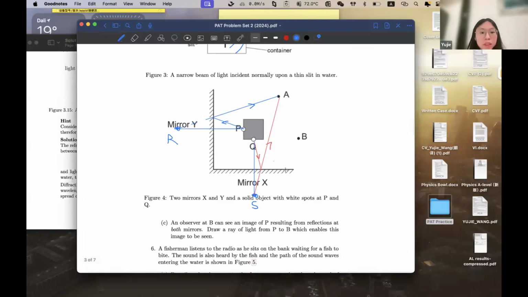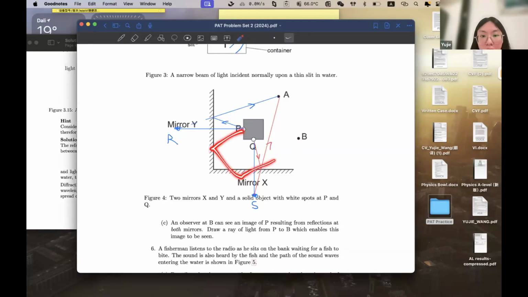And for the final part of this question, an observer at B can see an image of P resulting from reflections at both mirrors. Draw a ray of light from P to B, which enables this image to be seen. Okay, so from the question, we need the light from P, which is reflected by both mirrors, and finally arrives at point B. So it should be something like this.